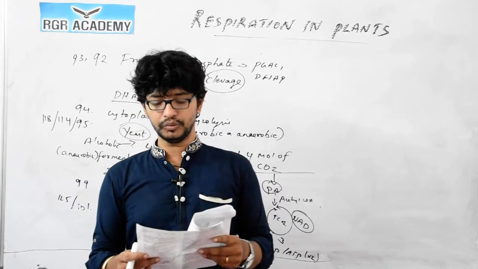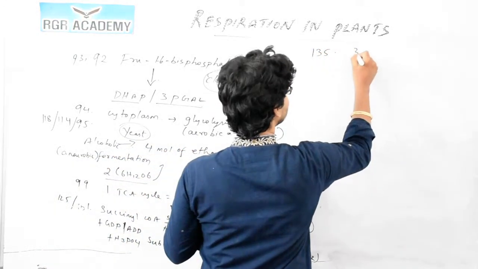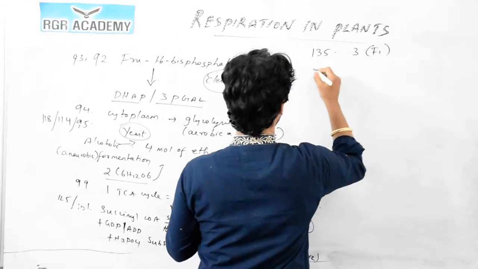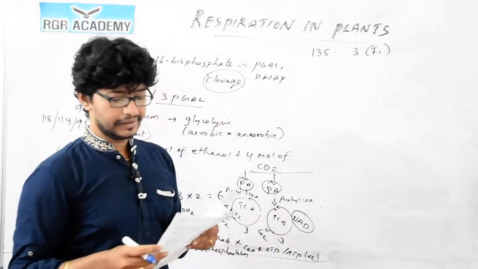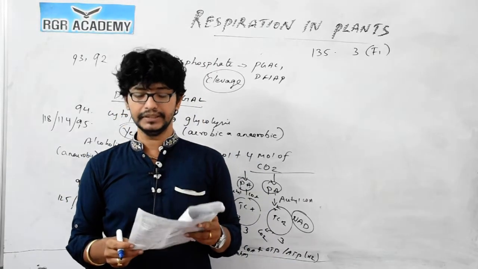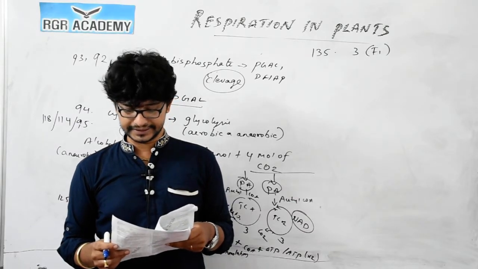Okay, so for 135, option 3 is the correct answer. That is the F1 particle. 136, the last electron acceptor in ETS, the electron transport system, is oxygen. Oxygen is the correct answer for question number 136.